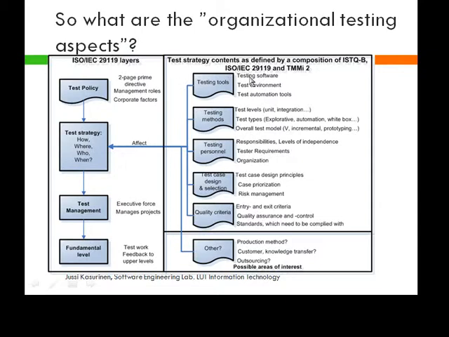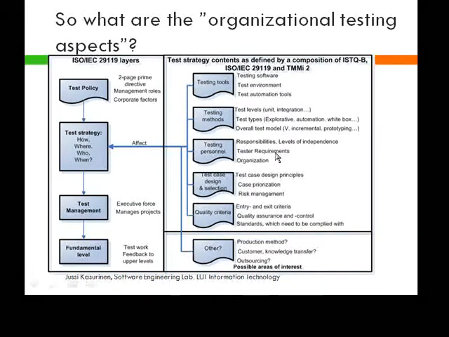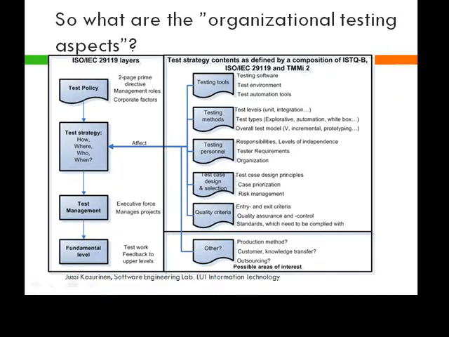There's of course testing tools, testing methods, how software is tested, testing personnel, what is the organization, what the testers should know, what are the responsibilities, how independent the workers are, test case design and selection, test case design principles, how the cases are prioritized over each other, how the risks are managed, and quality criteria, the entry and exit criteria for starting and ending testing, quality assurance and quality control within the testing work, and standards which have to be complied with.